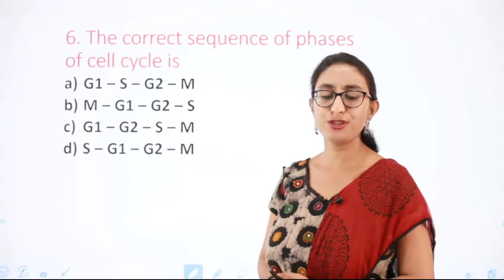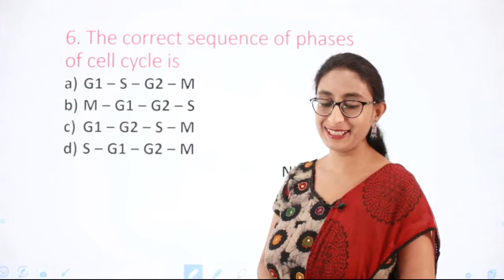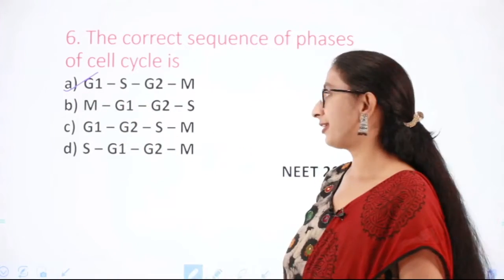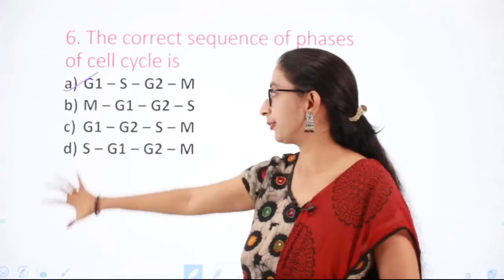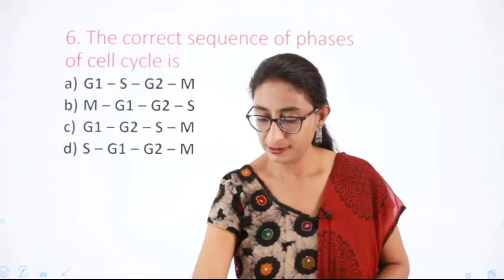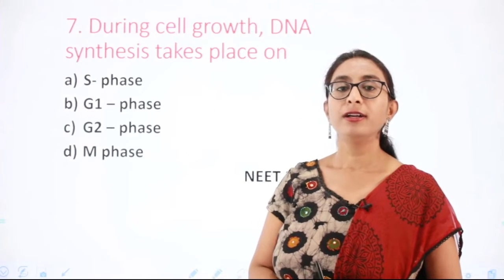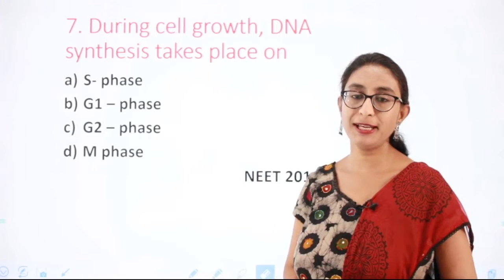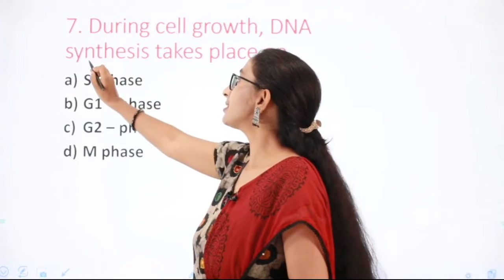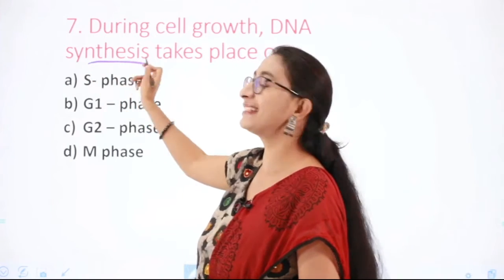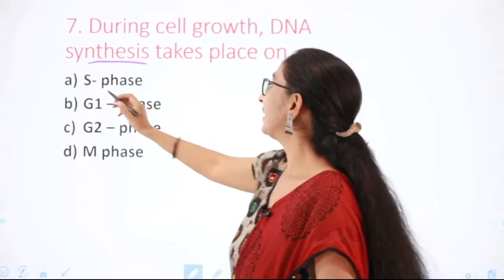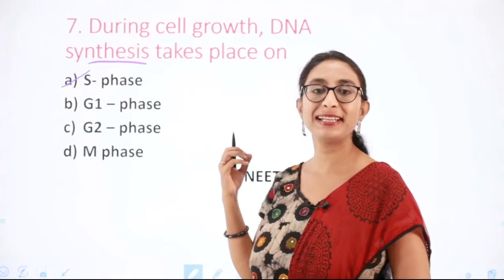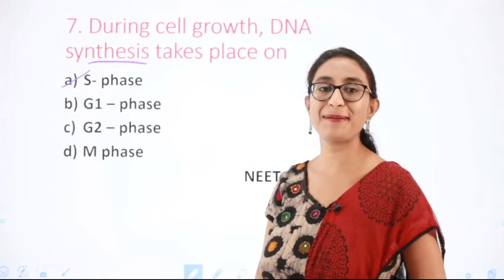The correct sequence of phases of cell cycle. This is a very easy question. It is G1, S, G2 and M phase. So very easily you can answer this. During cell growth, DNA synthesis takes place on, see, they themselves have given us the clue saying it is synthesis. That says it is S phase. Isn't it? So there will be sometimes very simple questions like this which you should never ever miss in your examination.